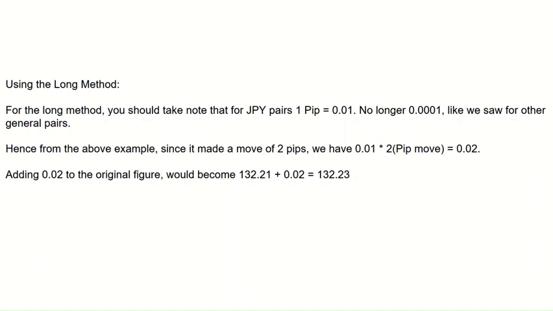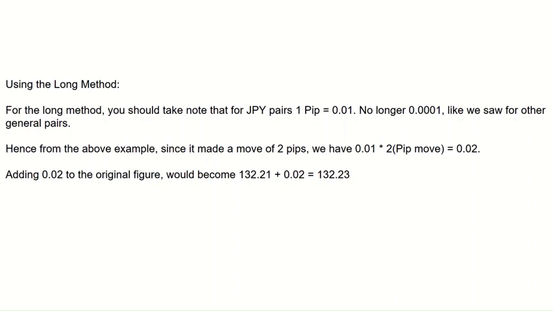So for the long method, you should take note that for JPY pairs, 1 pip is 0.01 and no longer 0.0001, like I've said earlier. In the previous examples, the standard for 1 pip move is 0.0001. But now for JPY pairs, I told you we start calculating them from the second decimal place digit. So the standard for 1 pip move for JPY pairs is 0.01.